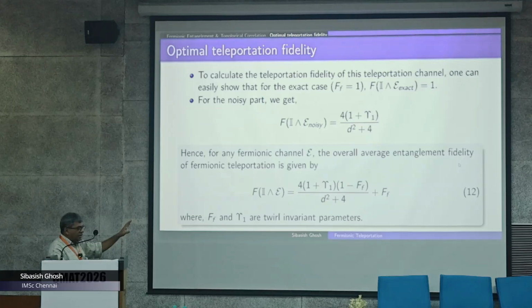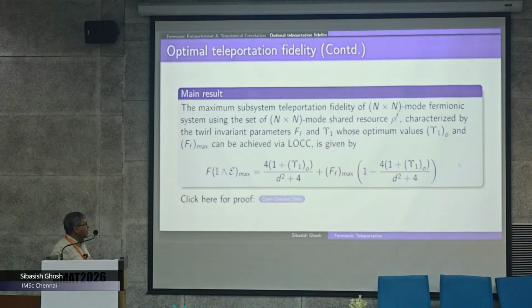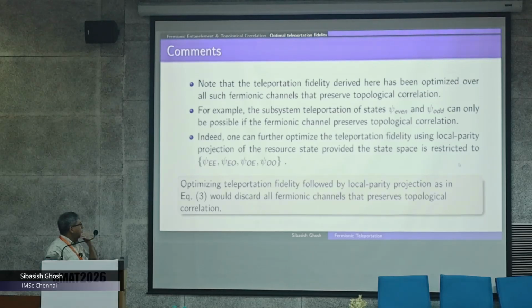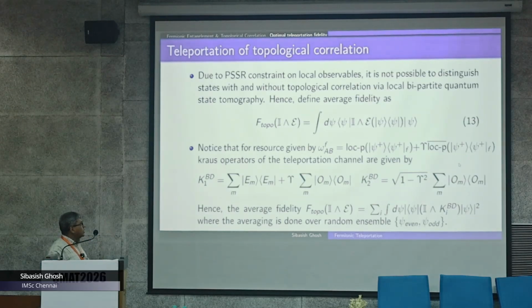Okay, so unlike in the case of standard teleportation with standard quantum theory, where you will have only this part, which is the singlet fraction, here you are dealing with this fermionic system. You have these two parameters, gamma 1 and f, and these are the SL invariant parameters for teleportation. Okay, so let me skip that. This is the form of this fidelity, and I'll not go through that.